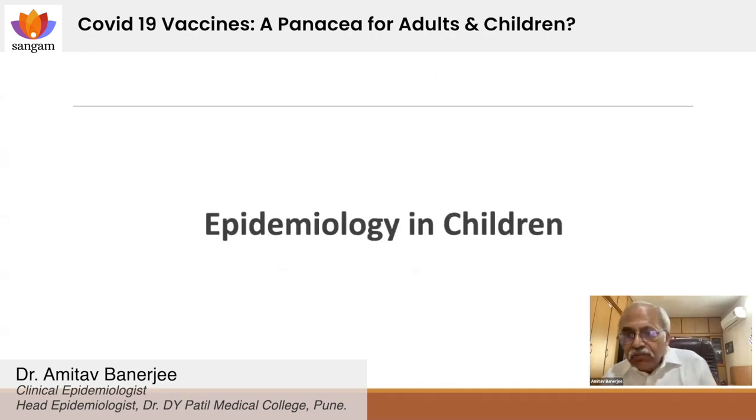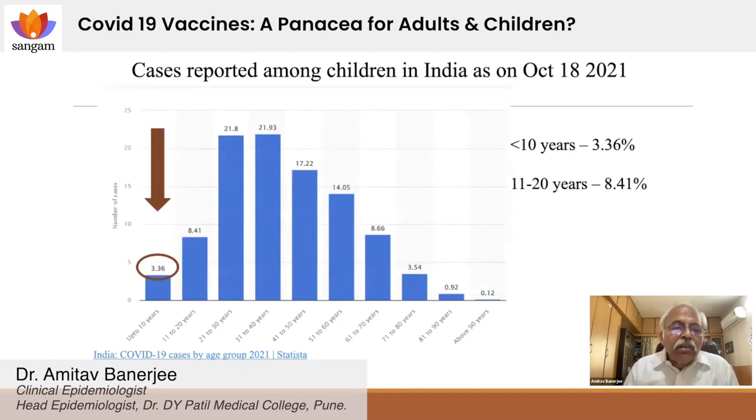Now, a little word on the epidemiology in children. Throughout the pandemic, even in the first 6 months, it was evident that the mortality and morbidity in children is very low, and this has sustained throughout the pandemic. So this is Indian data.